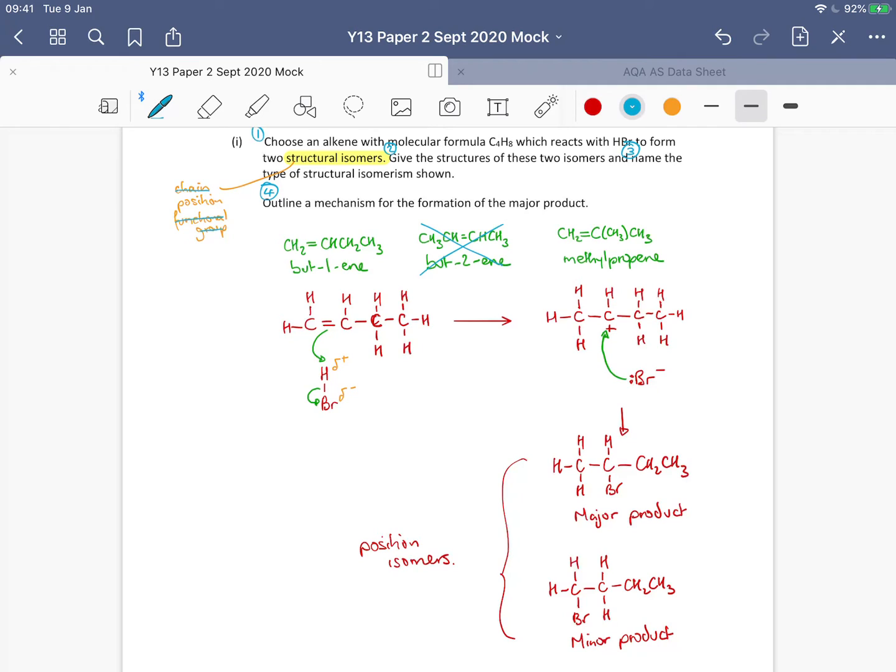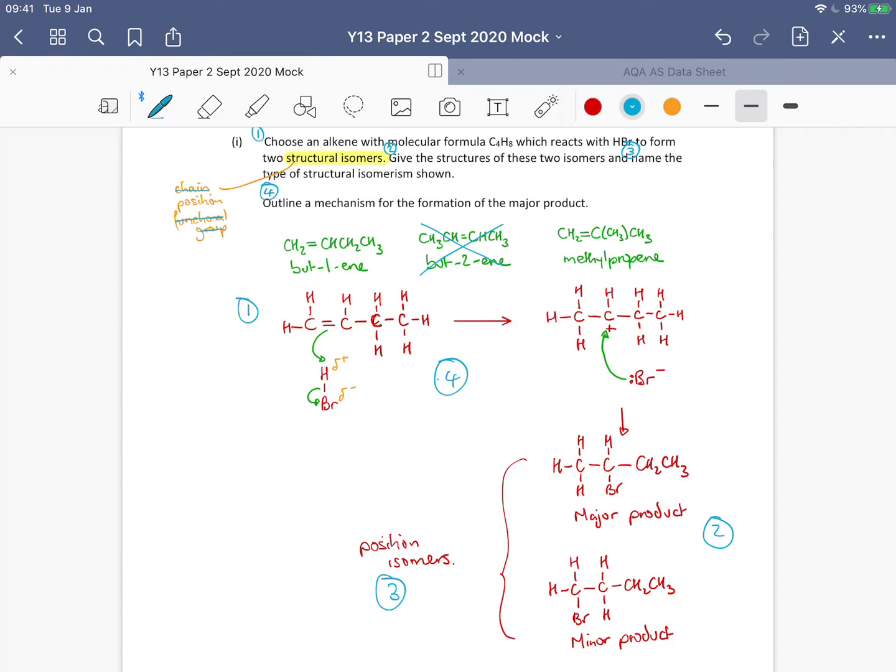So have I chosen an alkene? Yes. It is one that's given me structural isomers. Give the two structures. Have I done that? Yes. Have I done the mechanism? Yes. And have I given the type? Oh, sorry, wrong way around. Have I given the type of isomerism? Yes. And have I given the mechanism? Yes, I have.